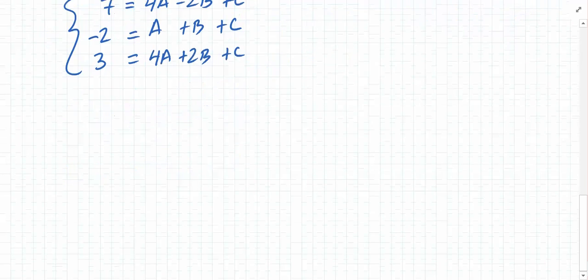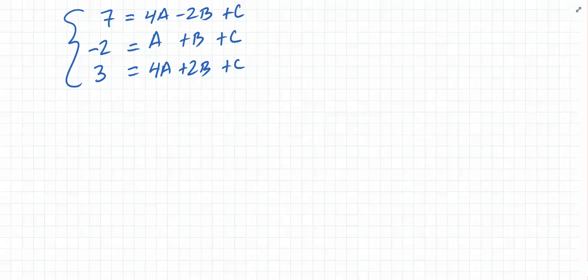And remember that the strategy is to pick a variable, eliminate it from 2 equations, pick that same variable, eliminate it from 2 different equations, and then use back substitution. So which variable would you like to get rid of?